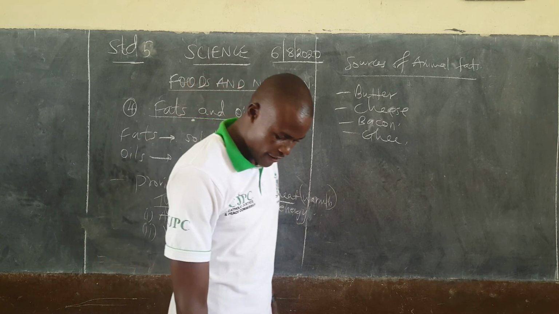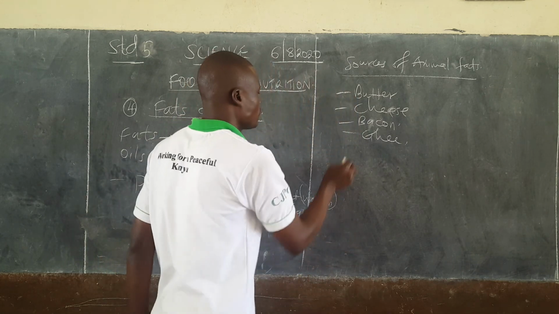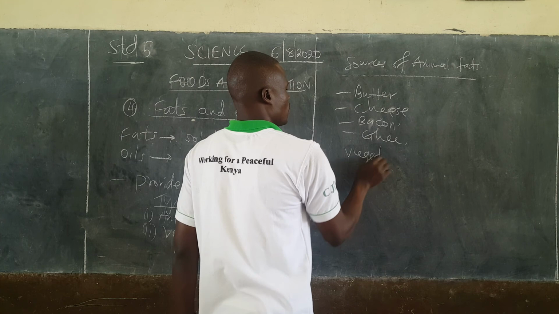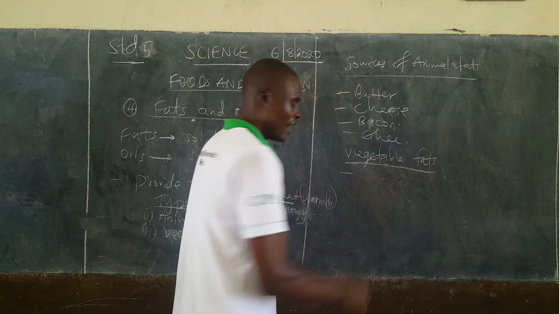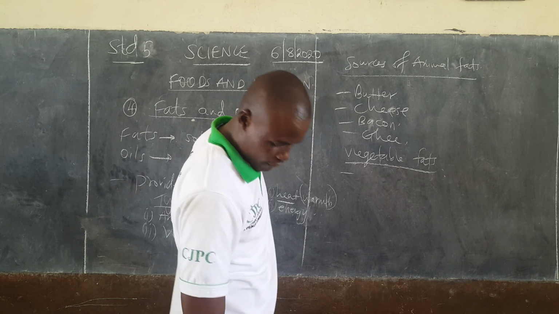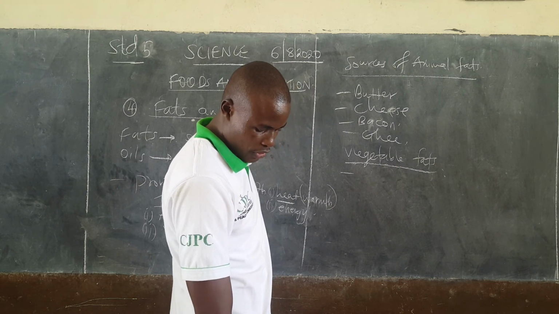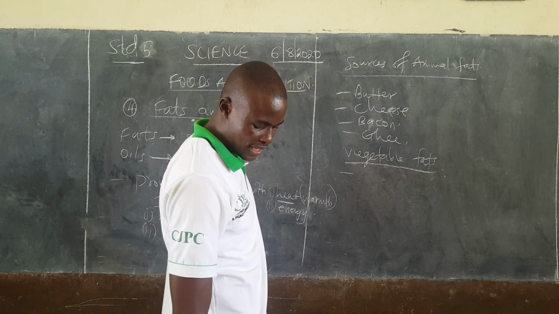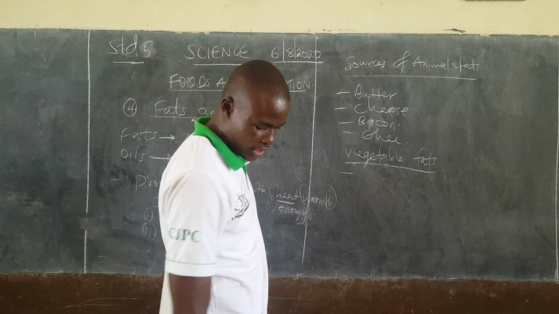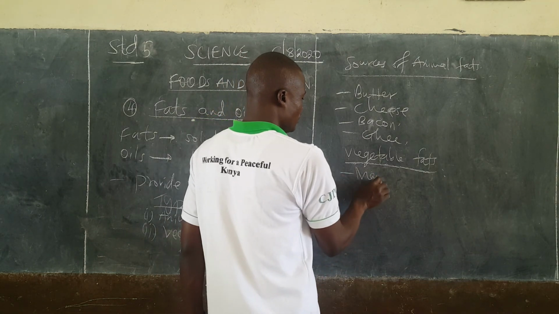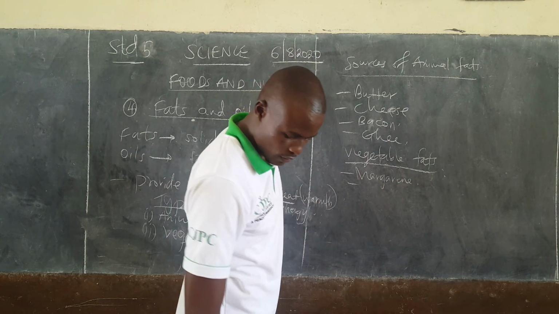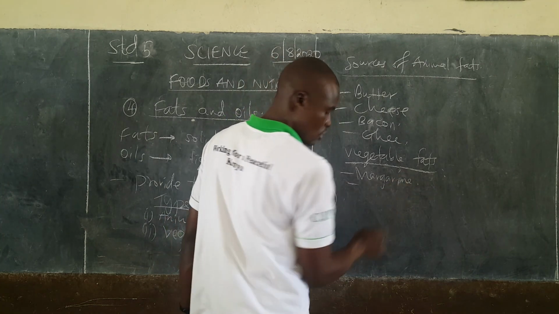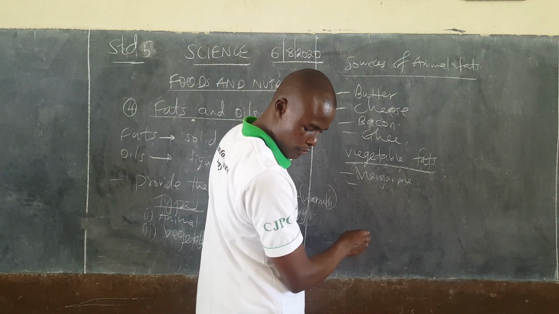Then coming to the sources of vegetable fats, we have margarine, coconut, salads, avocado, and cashew nut. So margarine is number one. After margarine, we have avocado.